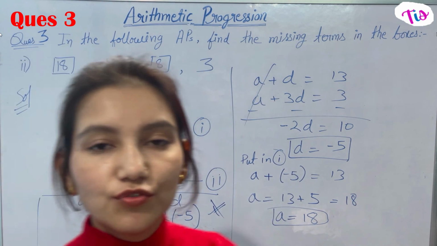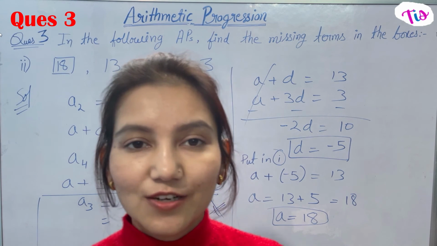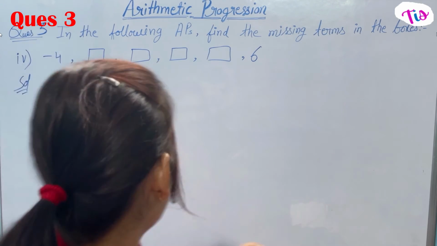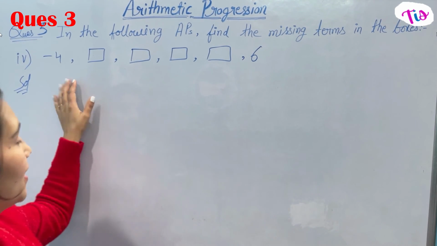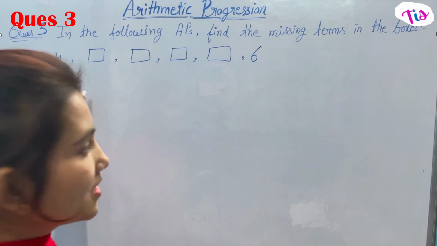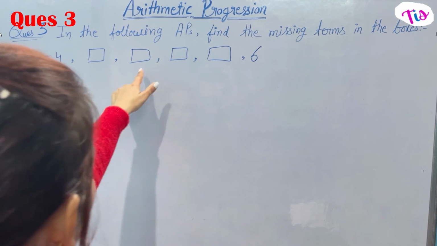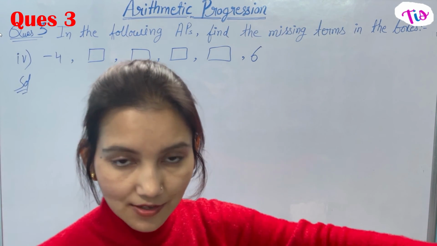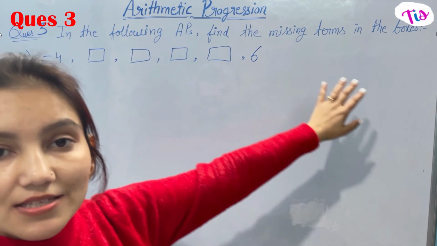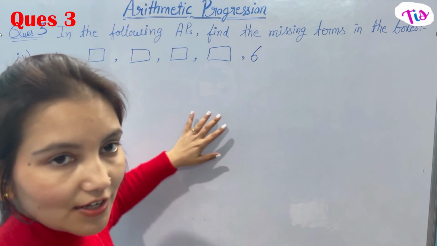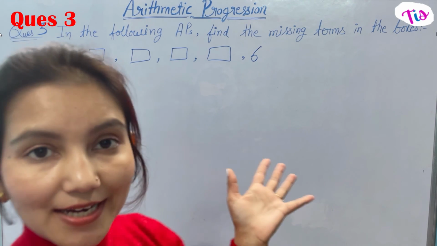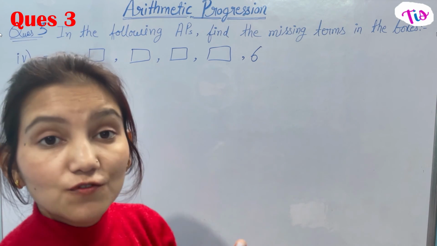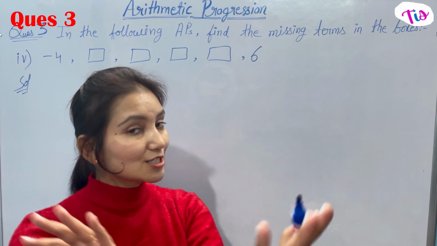Right? Now let's move to one more sub part, and then we are good to go. So here is part 4 of this question number 3. Here the first term is given, and the sixth term is given. The first term and the sixth term of this AP are given, and you need to find these 4 missing terms. It looks difficult, right? We need to find 4 terms, but hold your horses, it's not that difficult.